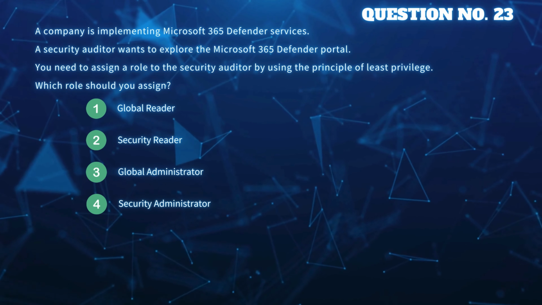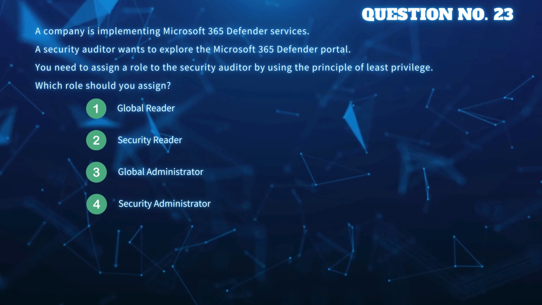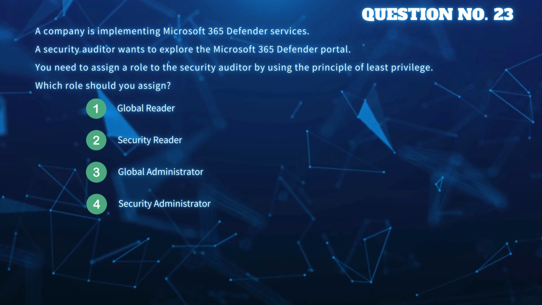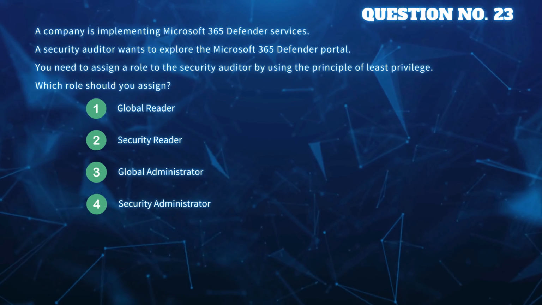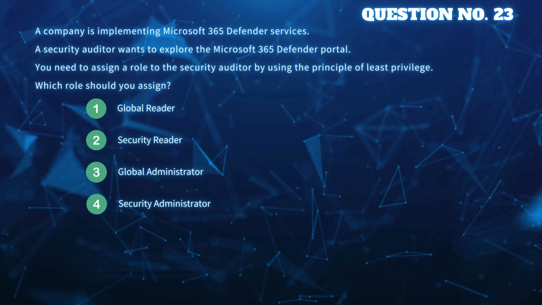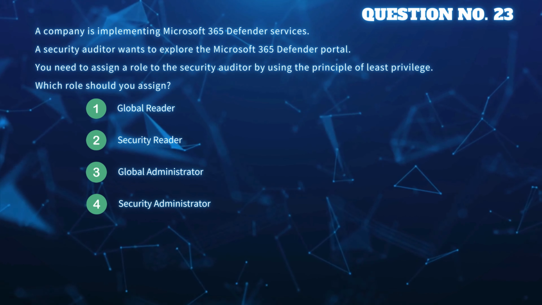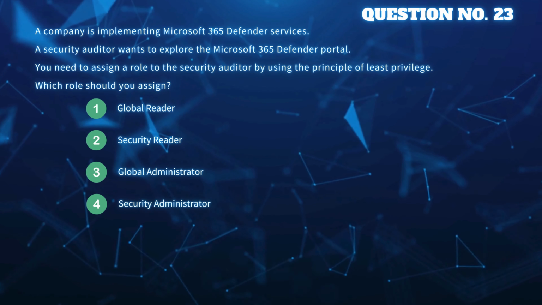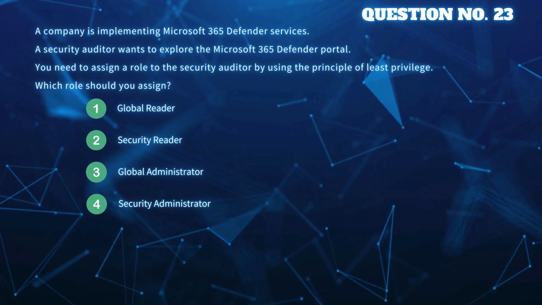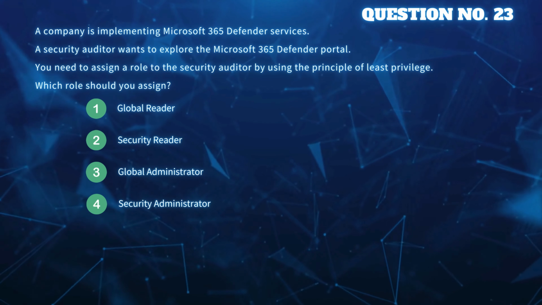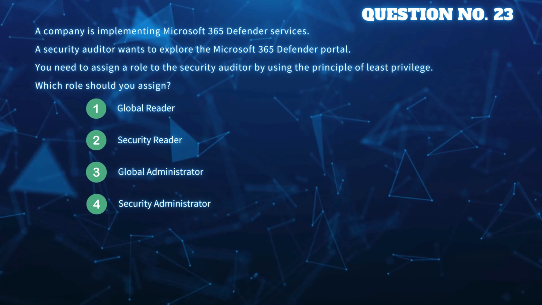Question 23. A company is implementing Microsoft 365 Defender services. A security auditor wants to explore the Microsoft 365 Defender portal. You need to assign a role to the security auditor by using the principle of least privilege. Which role should you assign? Option 1, Global Reader. Option 2, Security Reader. Option 3, Global Administrator. Option 4, Security Administrator.